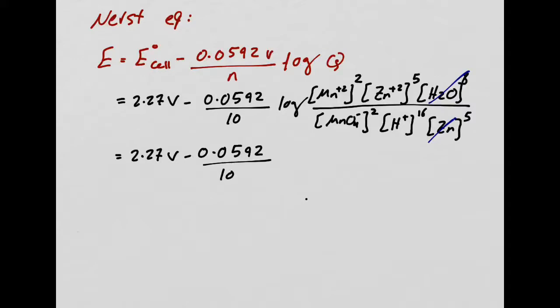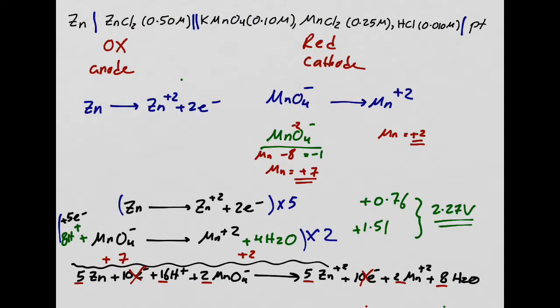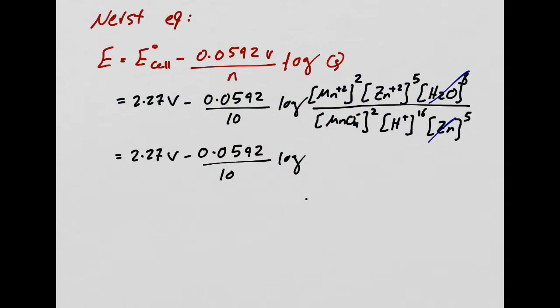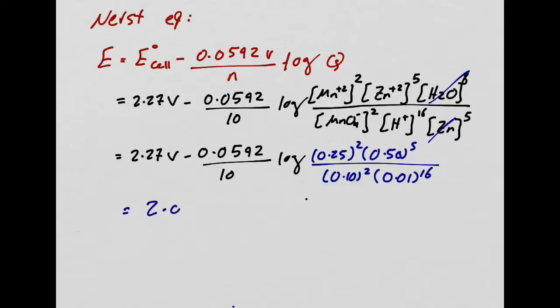0.0592 over 10 log. Okay, now look at the main question that I've given you. I gave you all the concentrations, didn't I? So the Mn, what was the concentration of Mn? It would be 0.25 to the power of 2, and then zinc was 0.5 to the power of 5. I'm going to come down here. MnO4 was 0.10 to the power of 2, and then H+ was 0.01 to the power of 16. I add everything together, I do all the math, I get 2.09 volt.